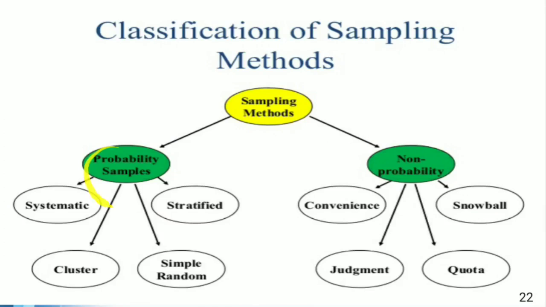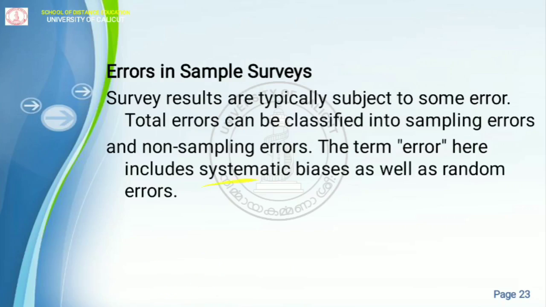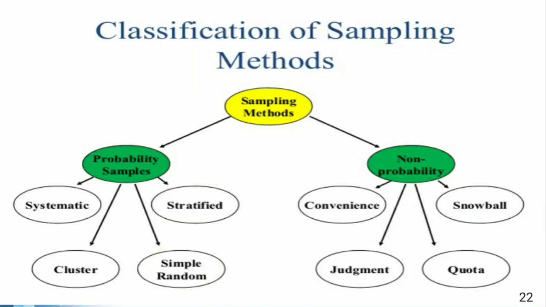So probability means each and every element has equal chance of being selected. And systematic means we will follow a systematic method. That means if you arrange the population in an order, and you are selecting every fifth item or every nth item, that method is called the systematic method. And simple random means it is a lottery method. Already the name indicates, lottery method is an example of simple random method. So simple random means each and every element has equal chance of being selected.